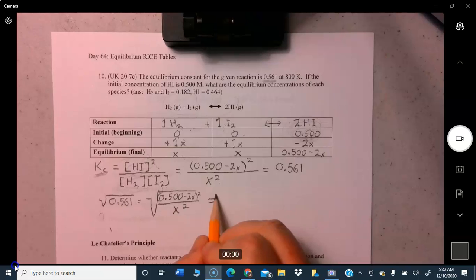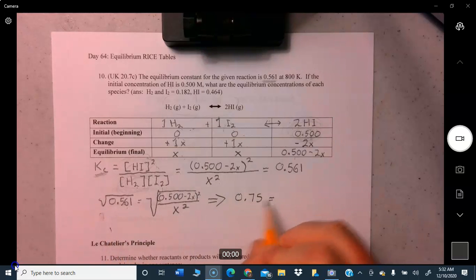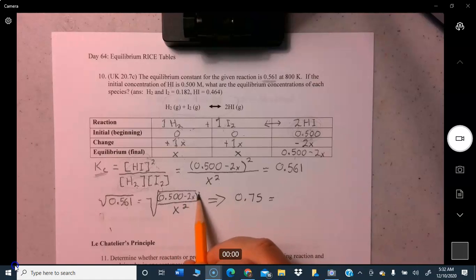Okay, I'll come over here with that. So we get this off the calculator, this right here. And then all of this just comes out. The square root undoes that square, undoes that square.